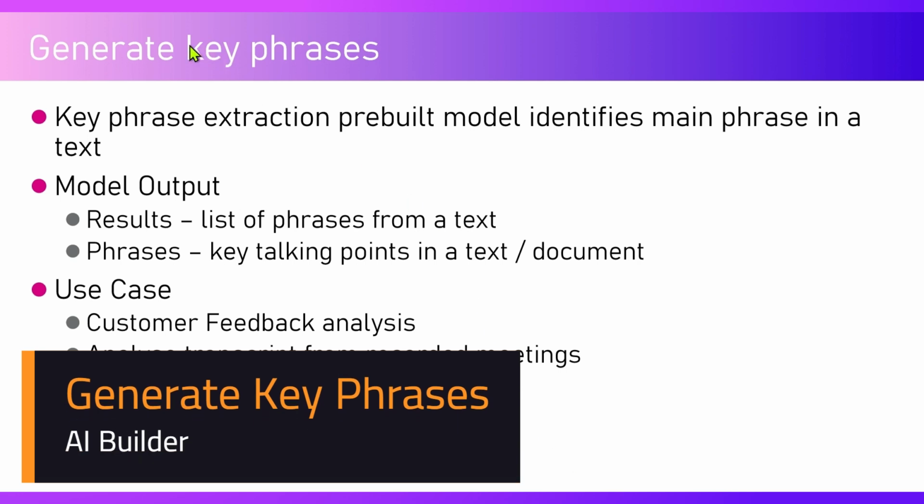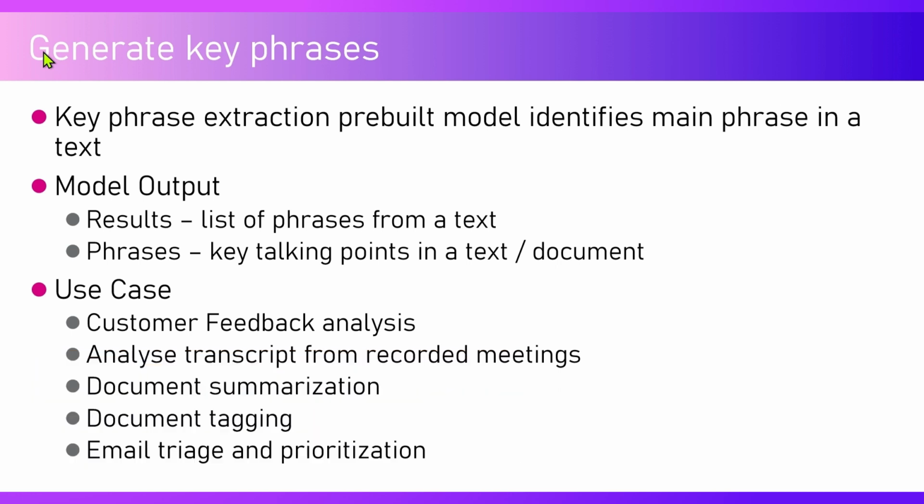In this video, I will be exploring the generate key phrases action as a part of AI Builder in Microsoft Power Automate. What this action does is it basically extracts key phrases. It uses the pre-built model, identifies the main phrases in a text, and outputs the result. The input is a piece of text, and the output is the key talking points of that particular document.